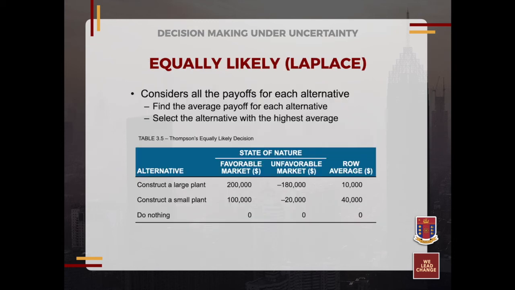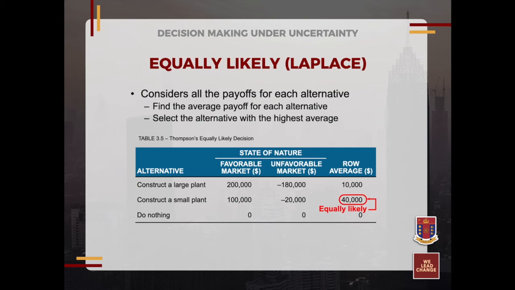Now, next model would be equally likely, or LAPLACE. This considers all payoffs for each alternative. And how do you do this? You get the average payoff for each alternative. For example, in alternative 1, construct a large plant, you get the average between the favorable market payoff and the unfavorable market payoff. So we get 200,000 plus negative 180,000, which gives you $20,000, and then you divide it by the number of payoffs in that row, which is 2. So $20,000 divided by 2 gives you a row average of $10,000.